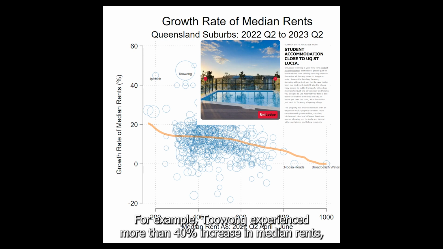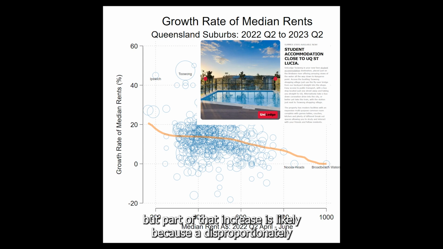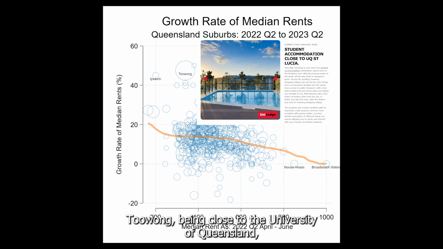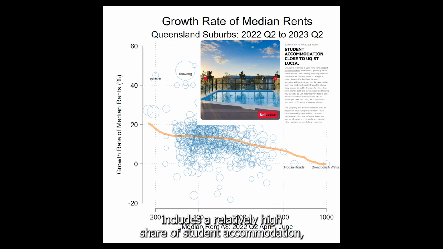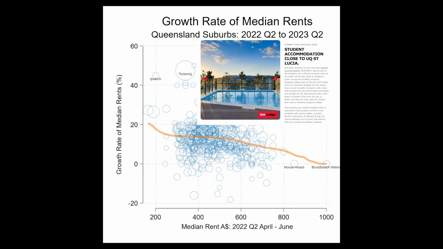For example, Toowong experienced more than 40% increase in median rents. But part of that increase is likely because a disproportionately large share of new leases in 2022 were student accommodations. Student accommodations tend to be smaller and cost less to rent. And 2022 saw a large increase in student accommodation as the Australian border reopened and overseas students gradually returned to campus. Toowong, being close to the University of Queensland, includes a relatively higher share of student accommodation. But that share may be even unusually high for new leases in 2022.